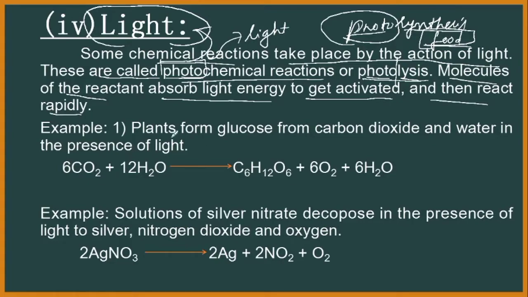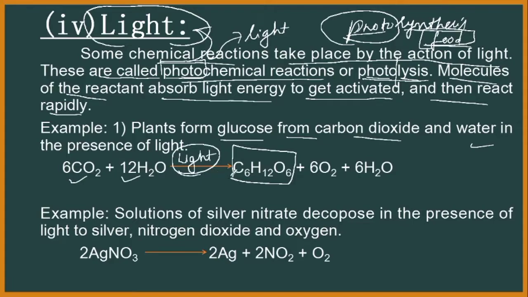For example, as we have just discussed in photosynthesis, plants form glucose, that is C6H12O6, from carbon dioxide and water in the presence of what? Light. So this light is absorbed by the chlorophyll. For this reaction to take place, it needs the presence of light. So this is an example of a photochemical reaction.